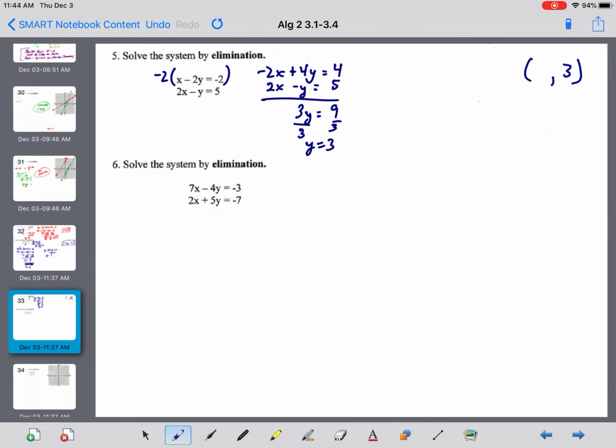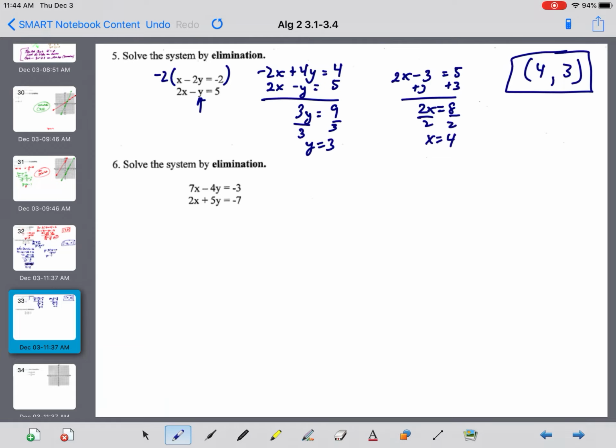Now I'm going to plug that 3 in to either equation. For y, I'm going to plug it into this bottom one. So I'm going to go 2x minus 3 is equal to 5. So I'm using substitution here. Add 3. 2x equals 8. Divide by 2, and you are done with x. And there's your ordered pair. You've just found where those two lines cross.